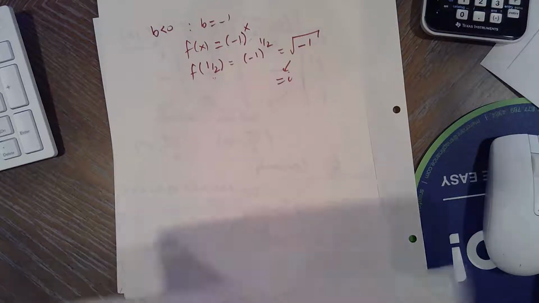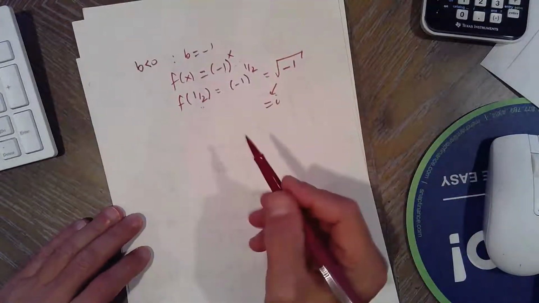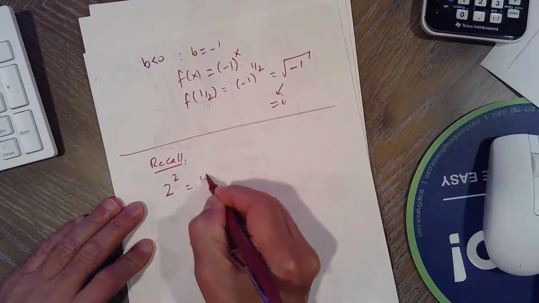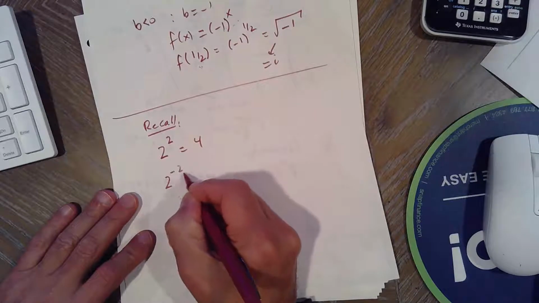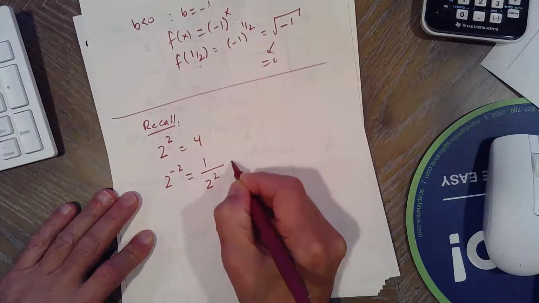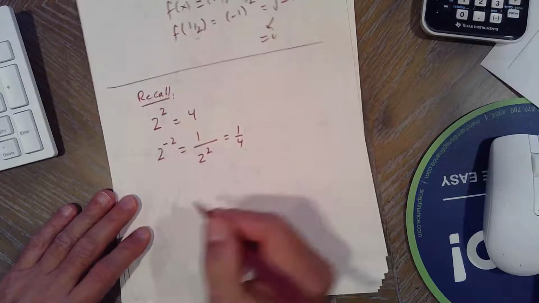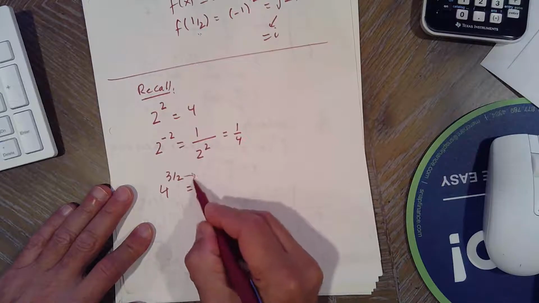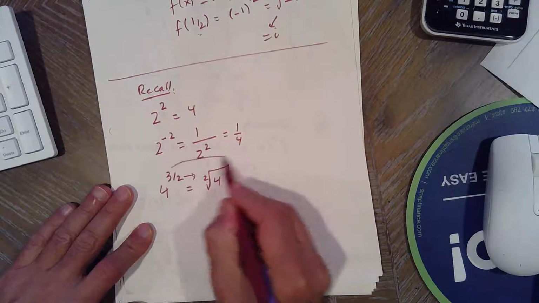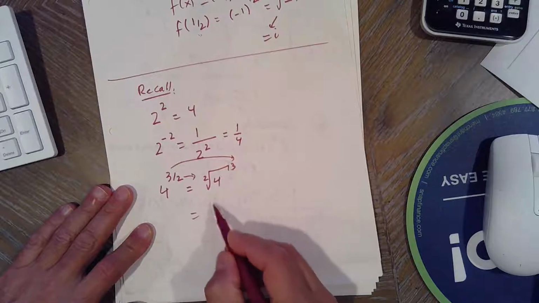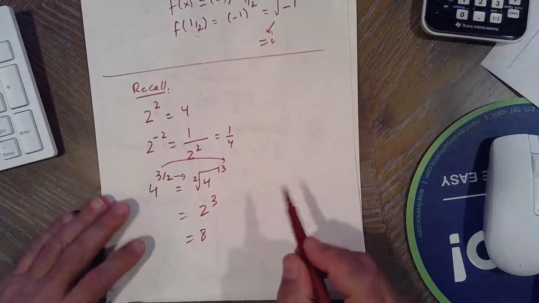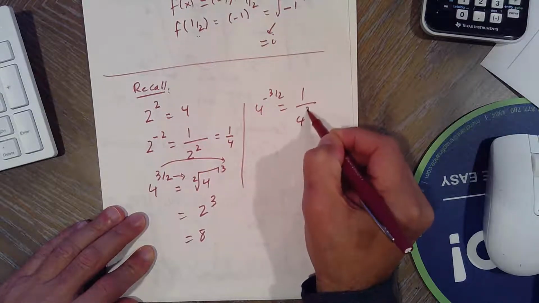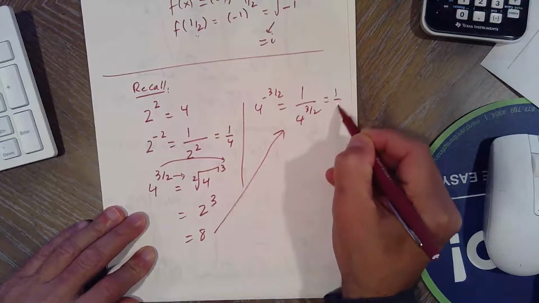Now, if you recall, we know about exponents. We know that 2 squared, say, is 4. If we have a negative exponent, we put it under 1, so 2 to the negative 2 is 1 over 4. If we have a fractional exponent, like 4 to the 3/2, the bottom is the index and the top is the power. So the square root of 4 is 2, and 2 cubed is 8. And if you have a negative 3/2 in the exponent, again you put it under 1, which is 1/8.